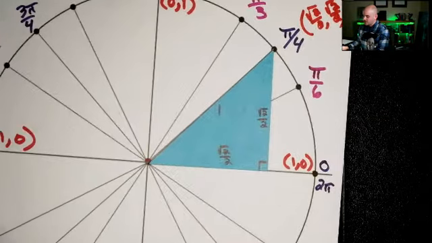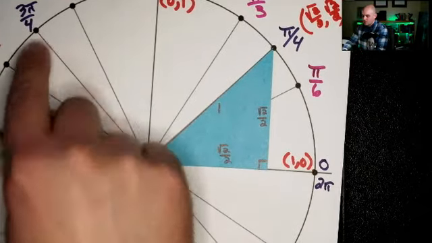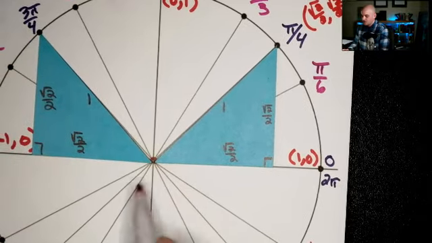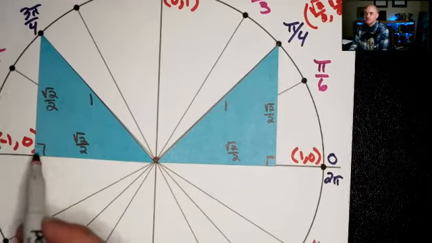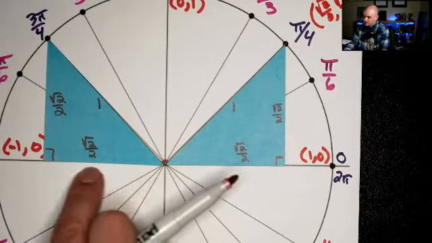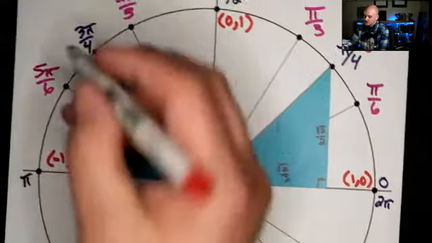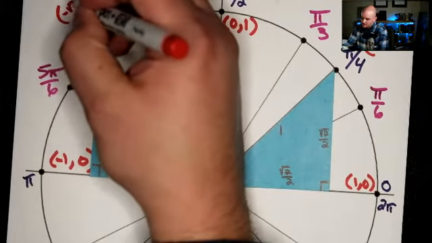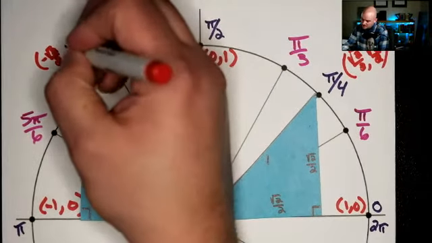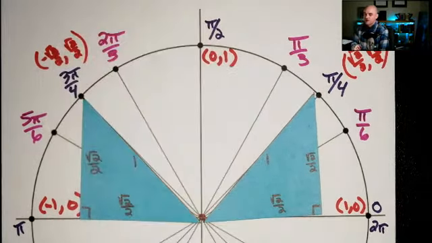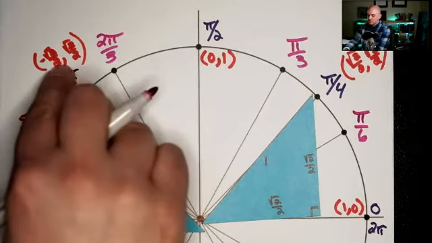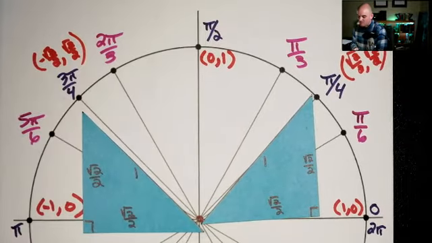If I look on the other side at that other 45-degree angle at 3 pi over 4, it's right here. And notice we go over square root of 2 over 2 and then up square root of 2 over 2. Now, the only difference here is we're going in the negative direction for x. So I need to put this down as negative root 2 over 2 for my x value, and then positive root 2 over 2 for my y value. And so at 3 pi over 4, we're at (negative root 2 over 2, root 2 over 2).